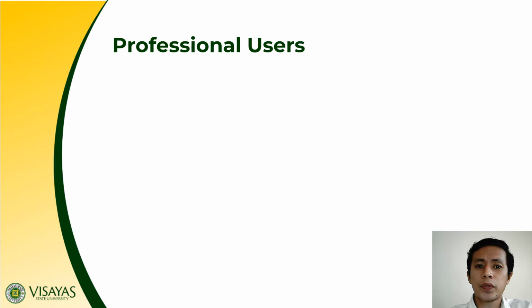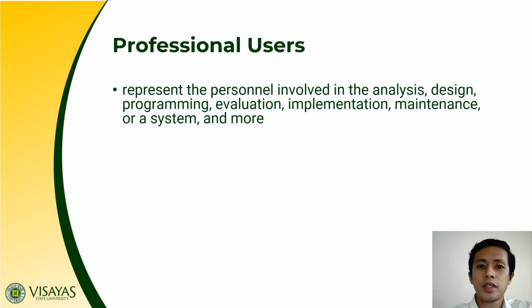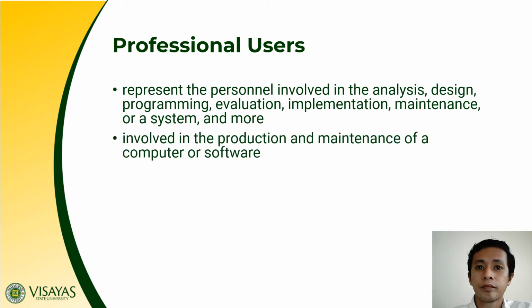Now, how about class when you say professional users? Well, more than just using the computer for entertainment, these users are involved in the production and maintenance of computer software. And they represent the personnel who are involved in the analysis, design, programming, evaluation, implementation, maintenance of a system or more. So hence class, they are the ones who created our software products and they represent the professional users. And again, they are involved in the production and maintenance of system software.